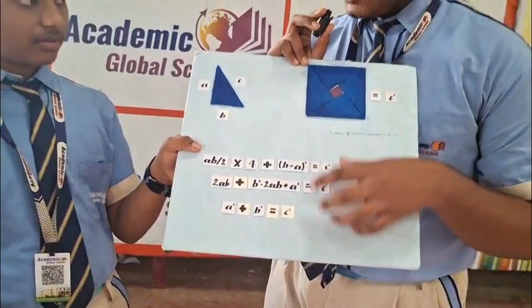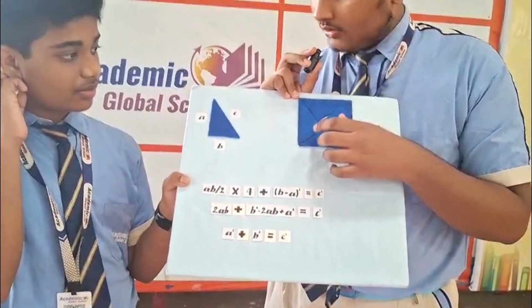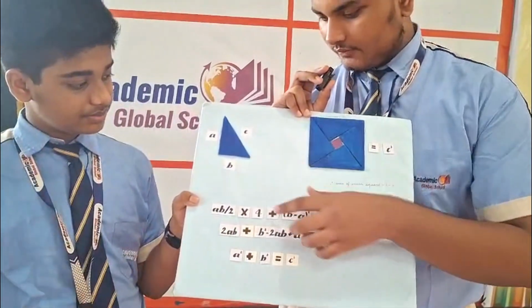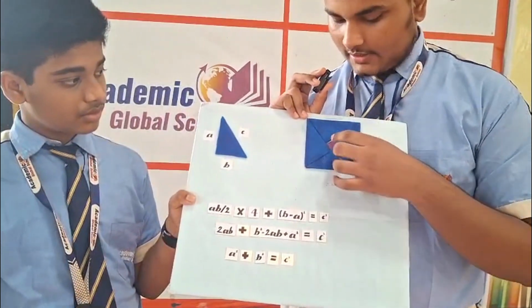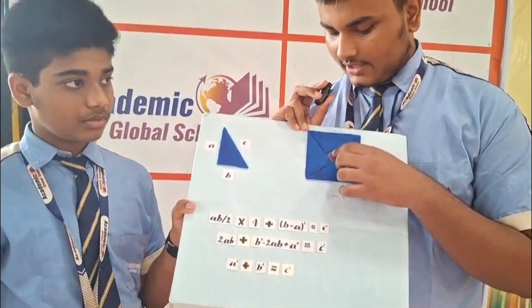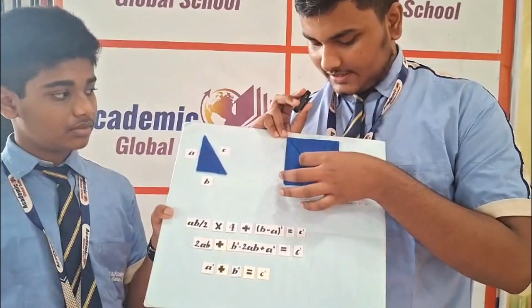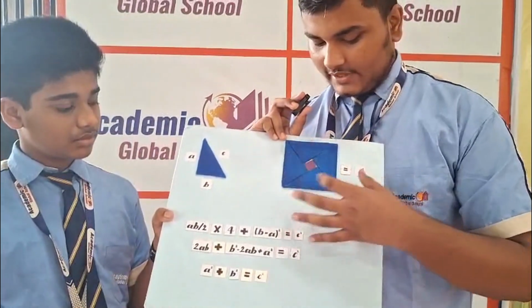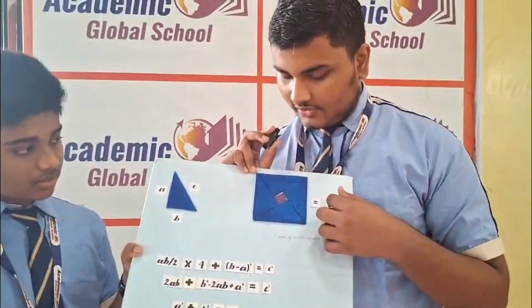Here we will make a triangle ABC perpendicular to BA. Now we will make a figure by using the four triangles like this, which will form a square of area C square, and there will be a leftover area in between. This side is B and this is A, so this becomes B minus A. Now this whole square area will be equal to C square, and the area of four triangles plus this area will also be equal to C square.